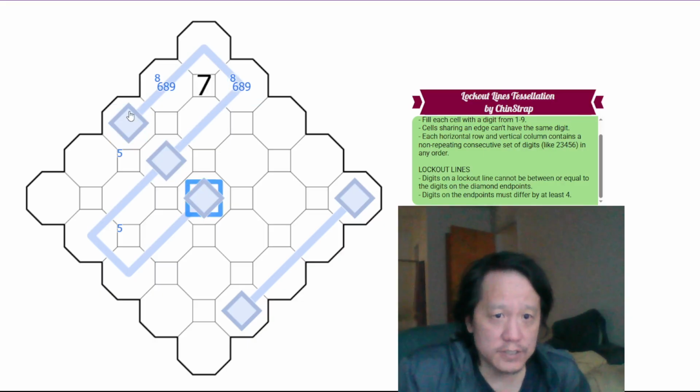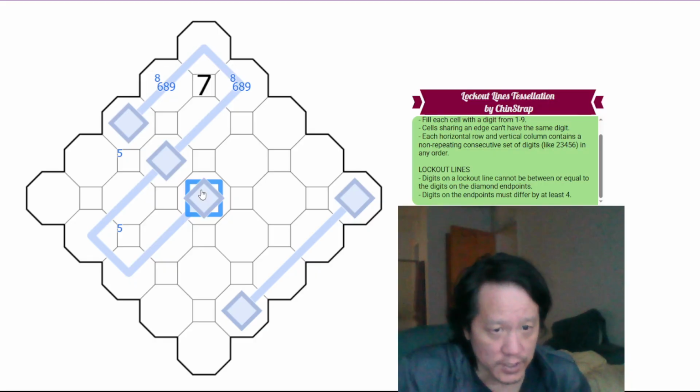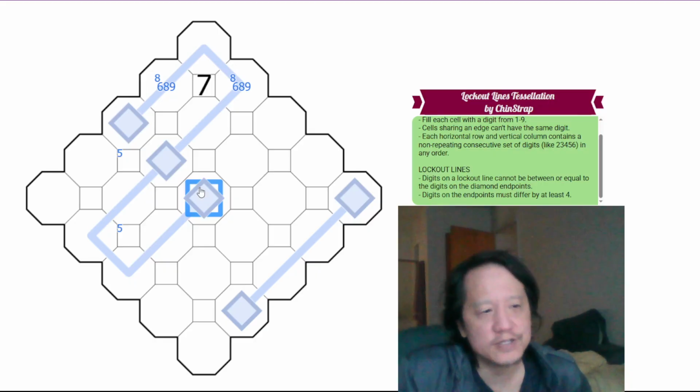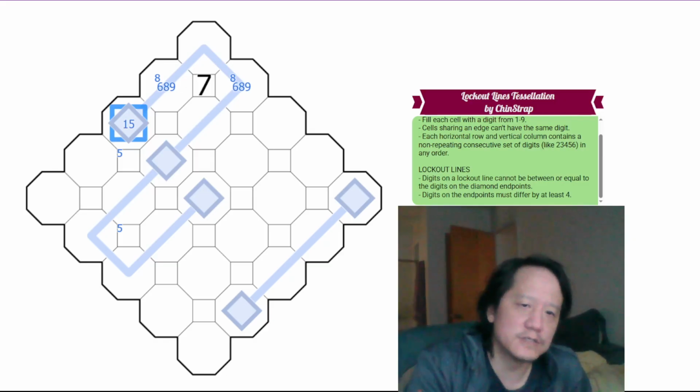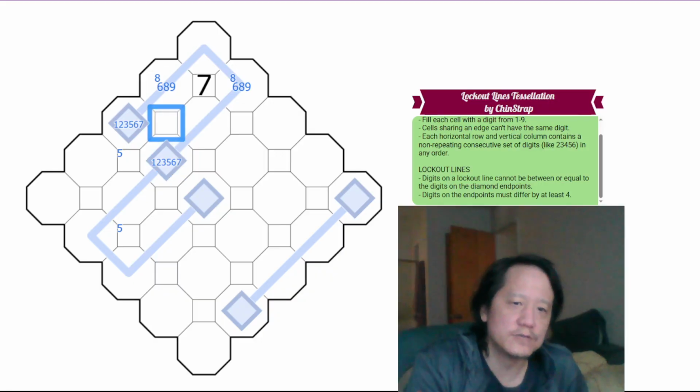So these digits have to be between, it's either 1, 5, 1, 6, 1, 7, or 2, 6, 2, 7, or 3, 7. So again, you could have 1, 5, 1, 6, 1, 7, 2, 6, or 2, 7, or 3, 7 for these.